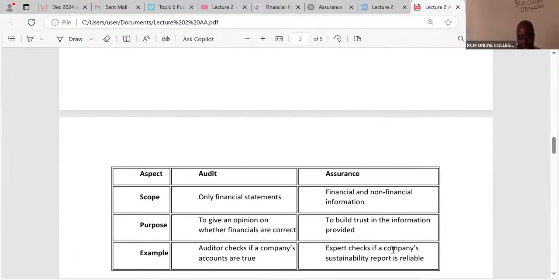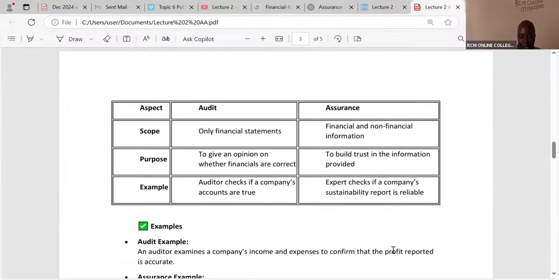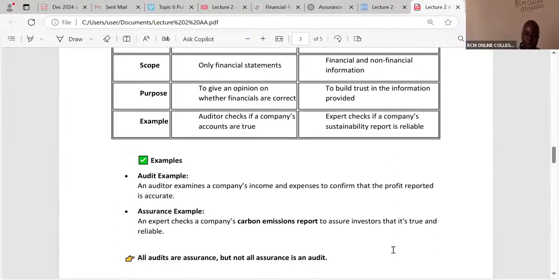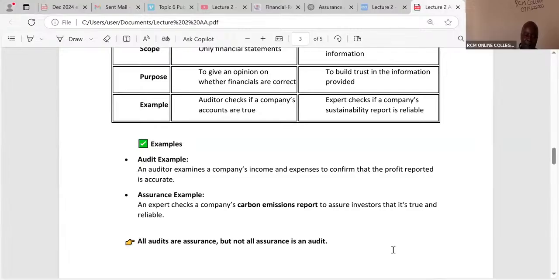So you'll be able to read that summary because I'll attach this for you, so that later on you will be able to understand this better. Ladies and gentlemen, I would want to come to the conclusion of this. The most important thing you're supposed to appreciate is that audit for us is all about financial statements being investigated, and then we give an opinion as to whether those financial statements portray a true and fair view. I'll explain that later on.